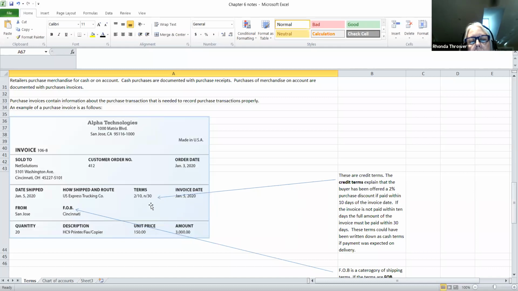Now, sometimes these can say NEOM, which is net end of the month. So just pay attention to what the terms of the invoice are, because they're going to dictate to you how you record your transactions. So these terms are very important here.